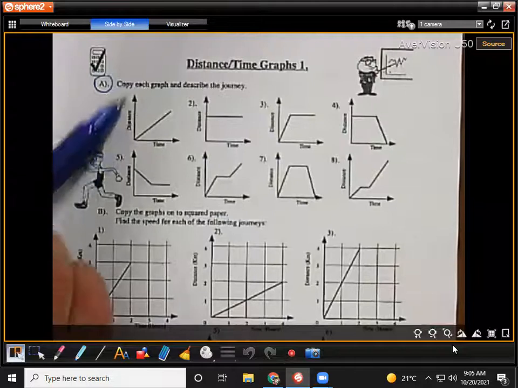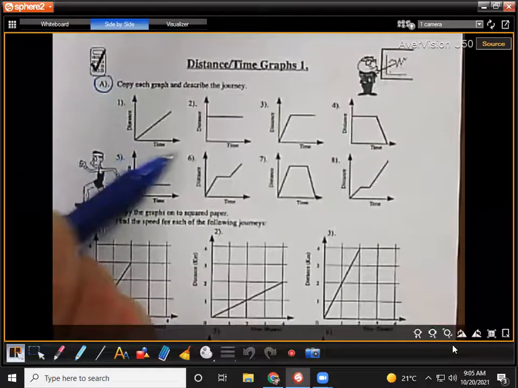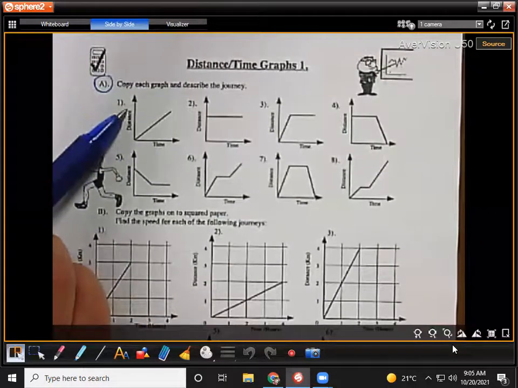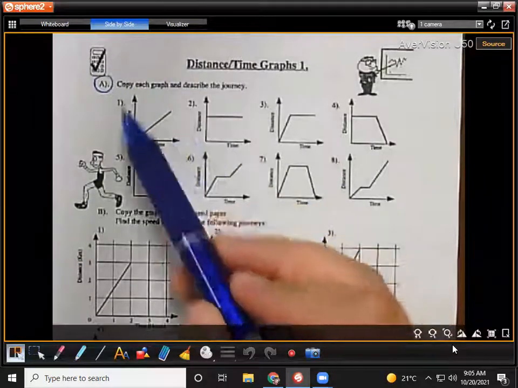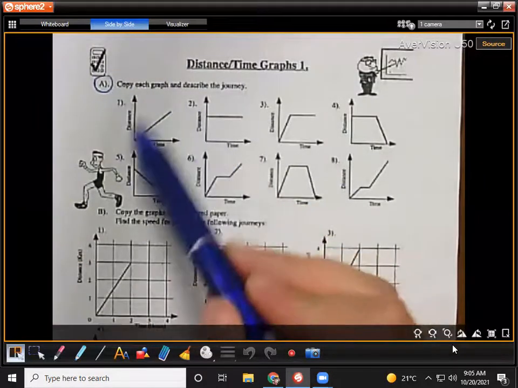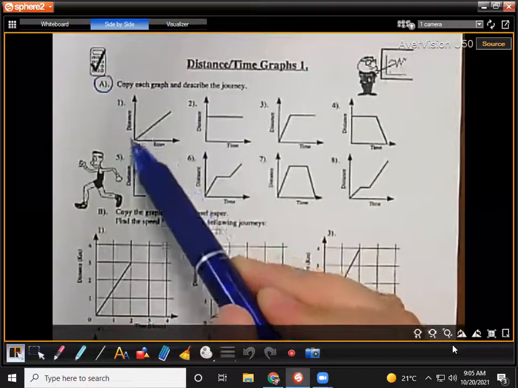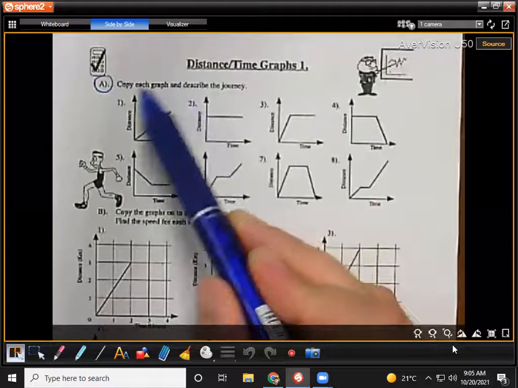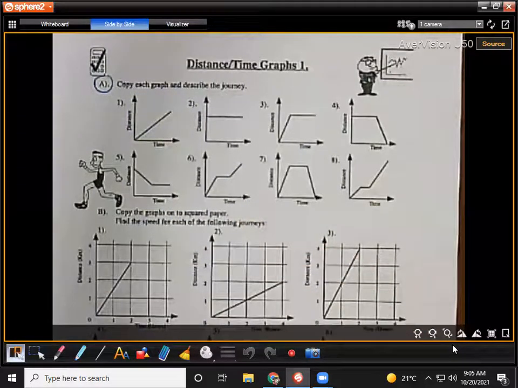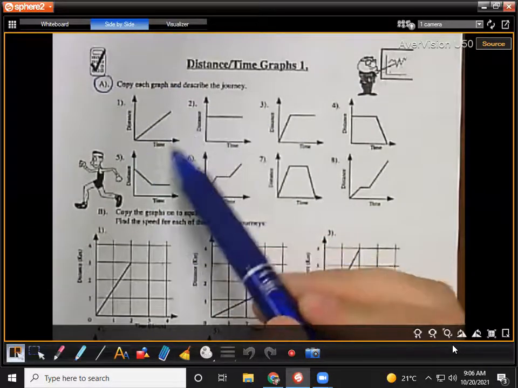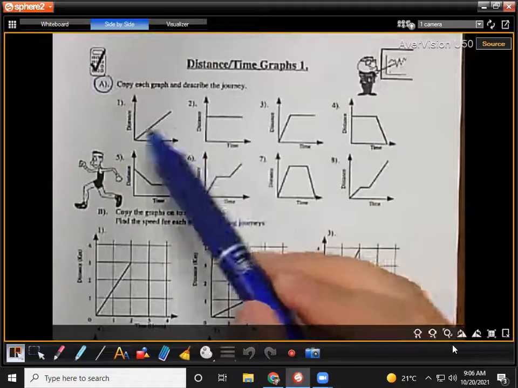If we're looking at the 2 axes, we have time and we have distance. So if we're just talking about the first one, guys, A1, what's happening here? As time passes, the distance is getting more. So what do we think? What's happening here? They're traveling somewhere. So what can we say about the speed at which they're traveling?